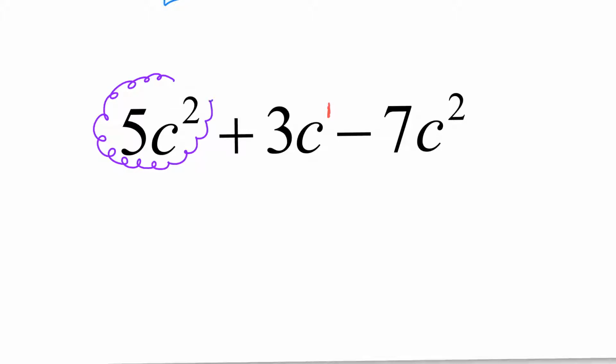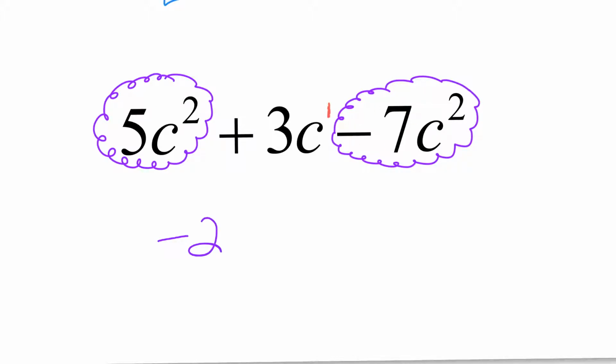So this positive 5c squared, so it has a c with a square, and the minus 7, yes, it is a negative, minus 7c squared. I'm going to combine those two bubbles. I have a 5c squared minus 7c squared. First of all, look at the coefficients, the 5 and the minus 7. 5 minus 7, that's going to be negative 2. You bring down the variable and the same exponent.